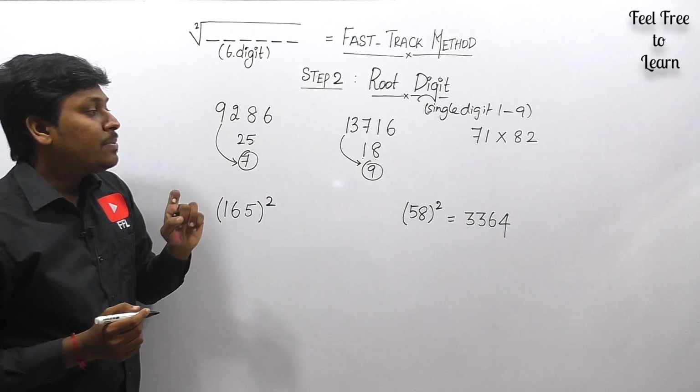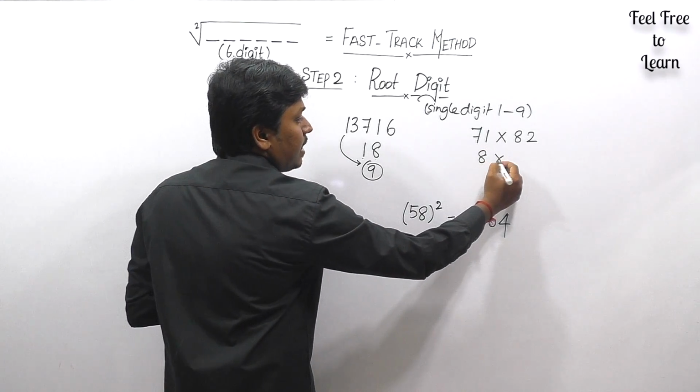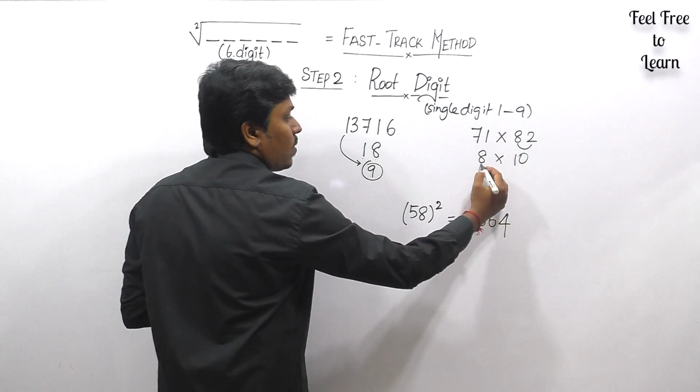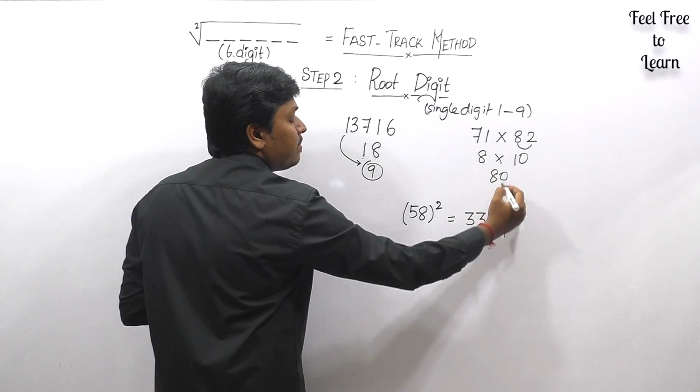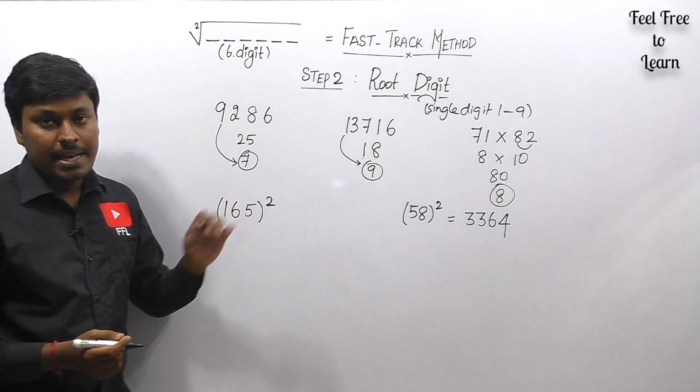Next is 71 into 82. Listen here, friends. 7 plus 1 will be 8. 8 plus 2 will be 10. So 8 into 10 will be 80. 8 plus 0 will be 8. So finally, we can say that the root digit of the number is 8.